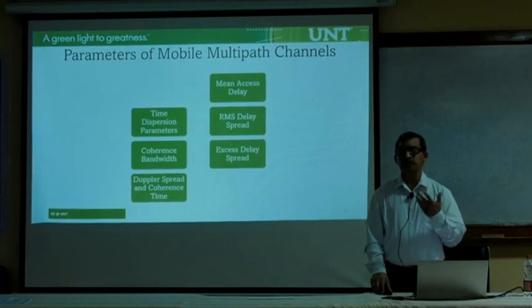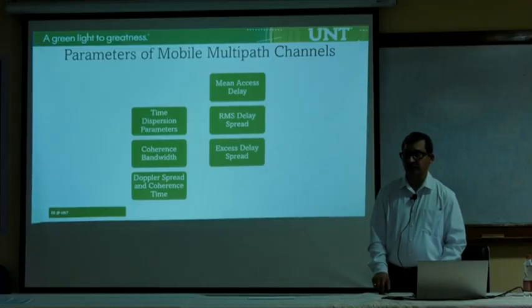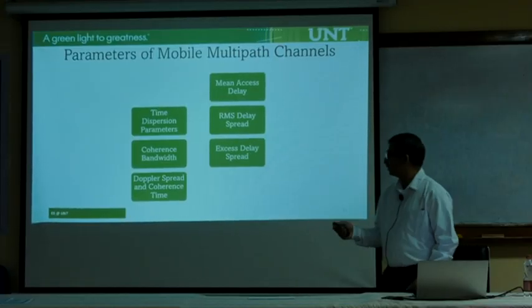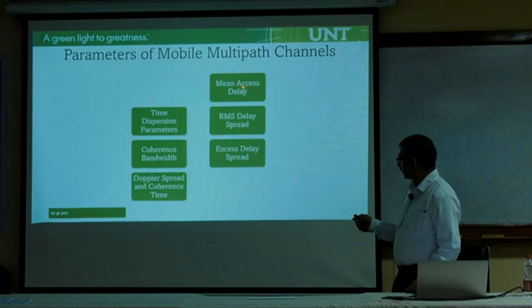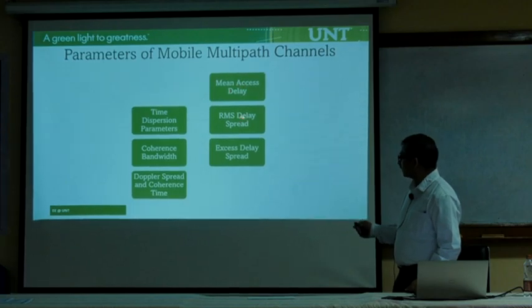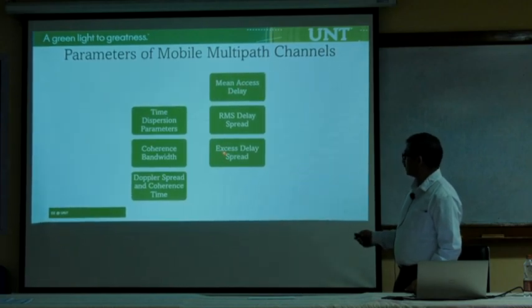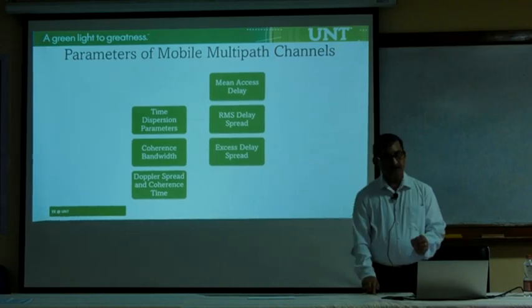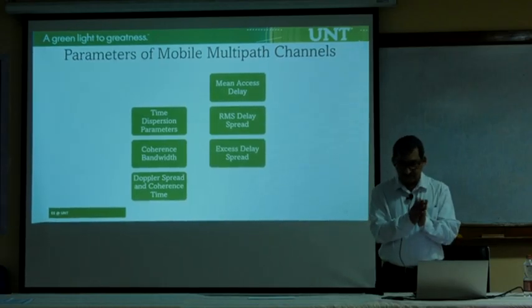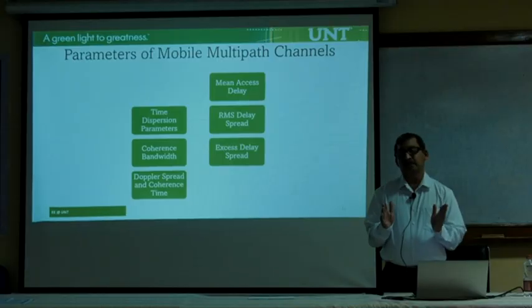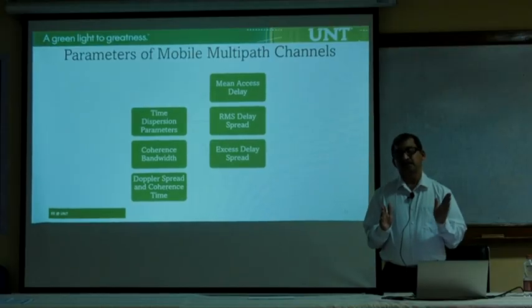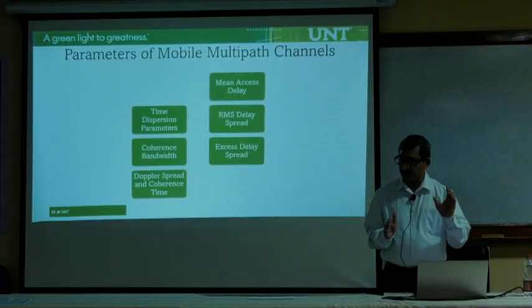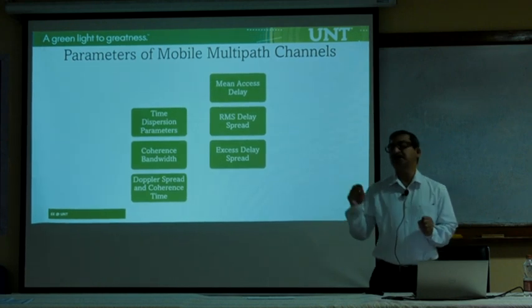To express that more quantitatively using some metrics, you need to think about the mean excess delay, RMS delay spread, and excess delay spread. So spread is basically the maximum delay between the first signal, which is line of sight, and the last signal.